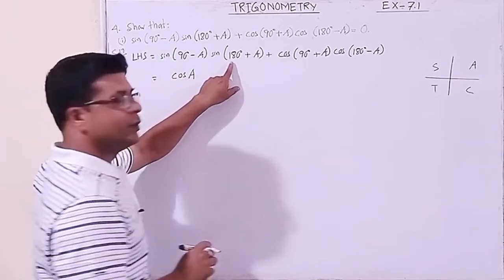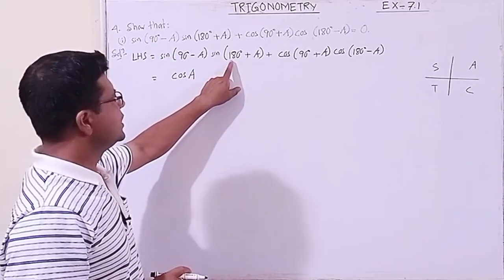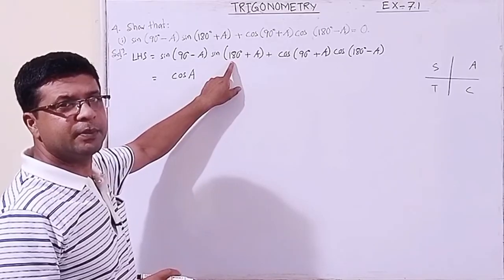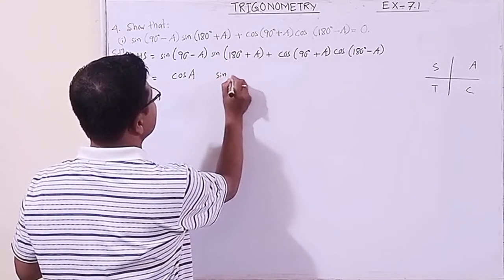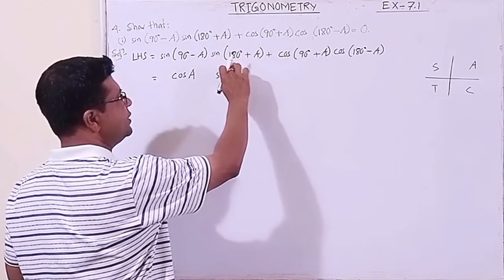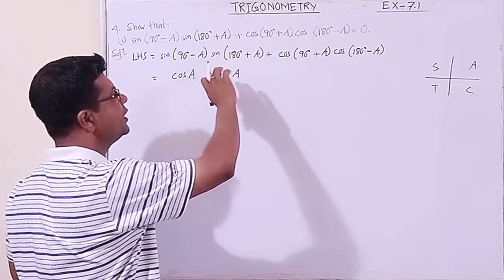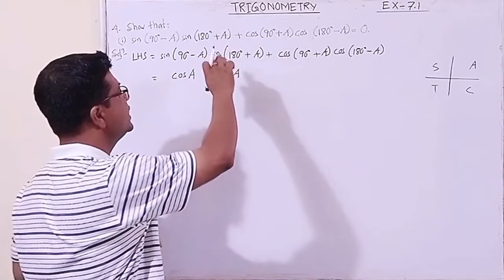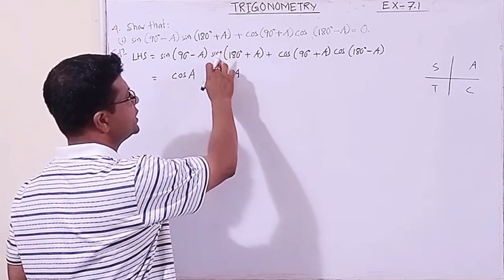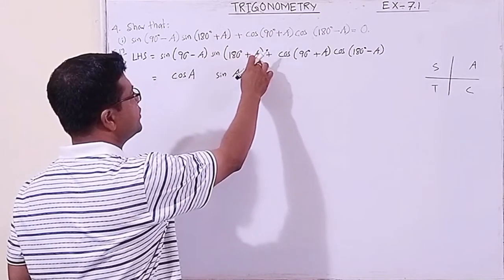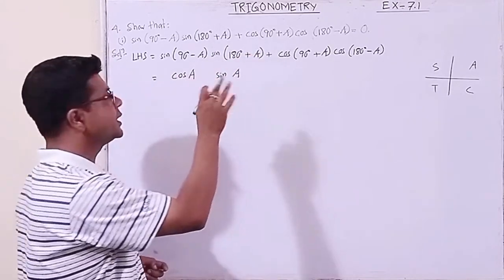Now this is 180. 180 means it is 2 into 90, that is an even multiple of 90 degree. So sin will be sin A only. Whenever there is 180 or 360, those are even multiples of 90 degree, so we are not going to change the trigonometric ratio. Sin of A. Now there is a problem with the sign only.